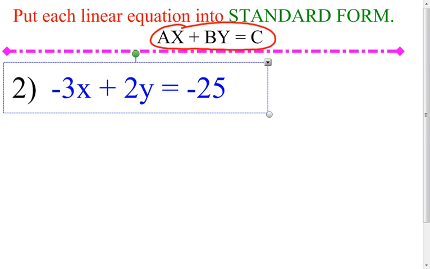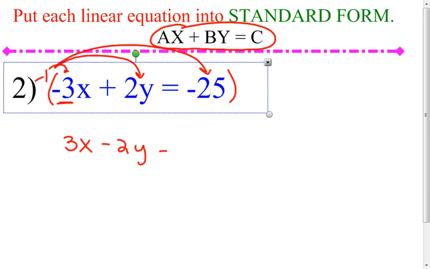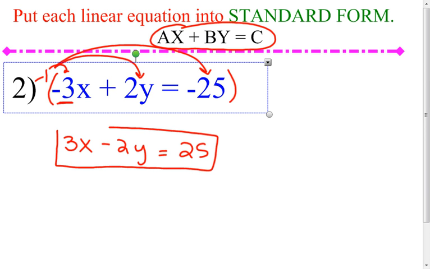My next rule I need to check is, does my leading coefficient, which is this term right here, can't be negative. And it is in this case. I have a negative 3 there. So what I'm going to do is multiply this whole thing by negative 1 and then switch the signs all the way across. Negative 1 times negative 3x would be positive 3x. Negative 1 times positive 2y would be negative 2y. Negative 1 times negative 25 would be positive 25. One of the most common mistakes people make is forgetting to multiply that right side by negative 1 and switching the sign over there as well. So here it is now in standard form.